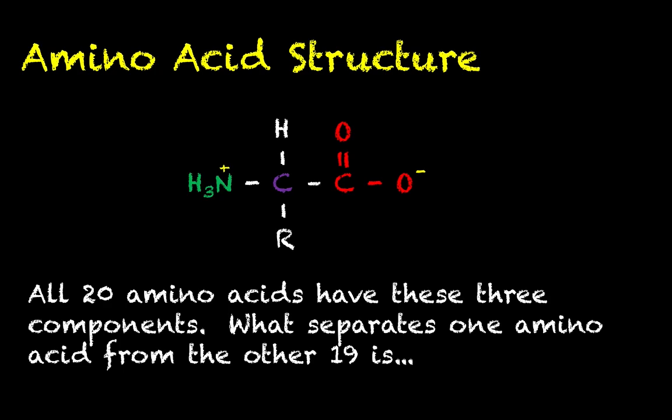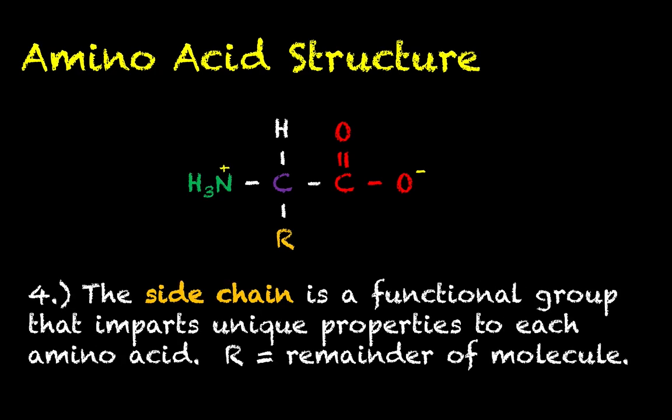Every single one of the 20 amino acids that are used to build our proteins have these three components, and there's nothing different about them. However, what's going to separate one amino acid from the other 19 that we use to build proteins is what we call the side chain, which is highlighted here in orange. The side chain is just a functional group that will impart some kind of unique property to each amino acid.